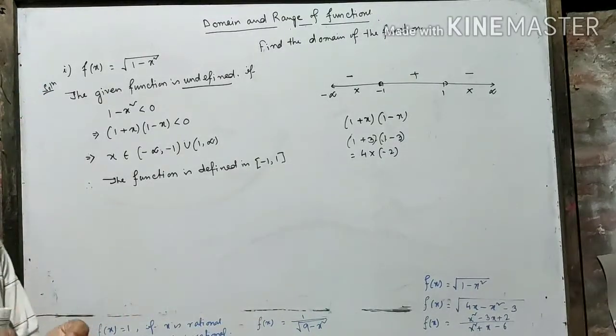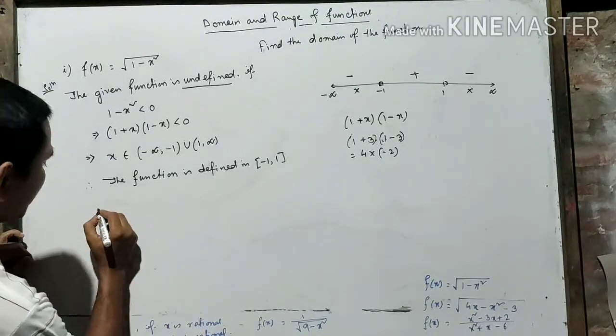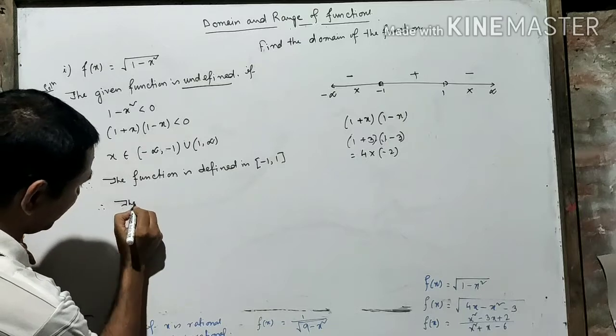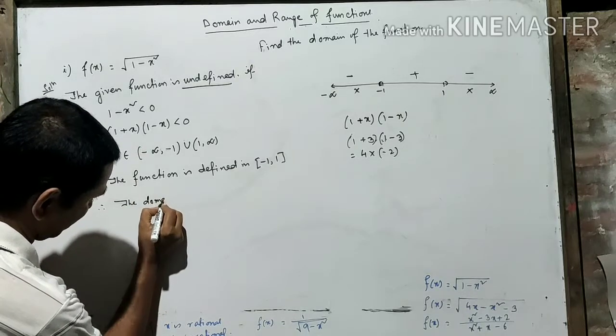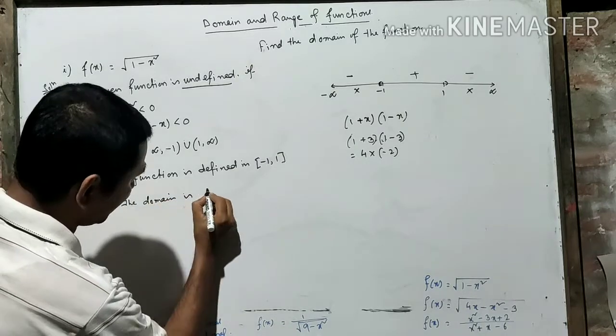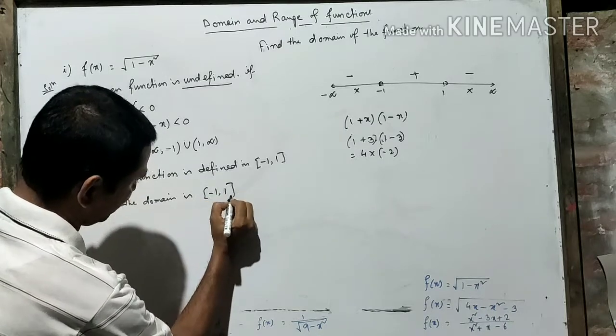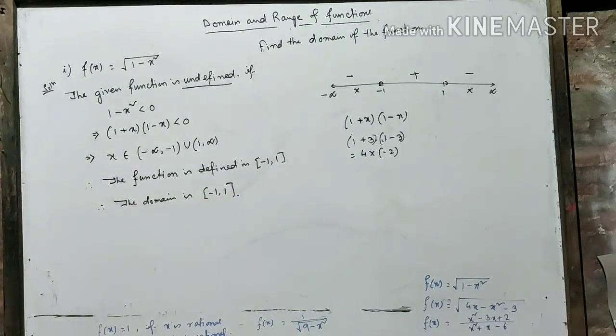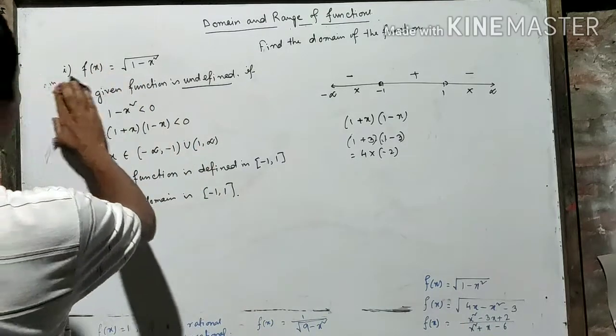So wherever the function is defined is the domain. Therefore, the domain is the closed interval minus 1 to plus 1. Alright? Okay. Next, let us take another example.